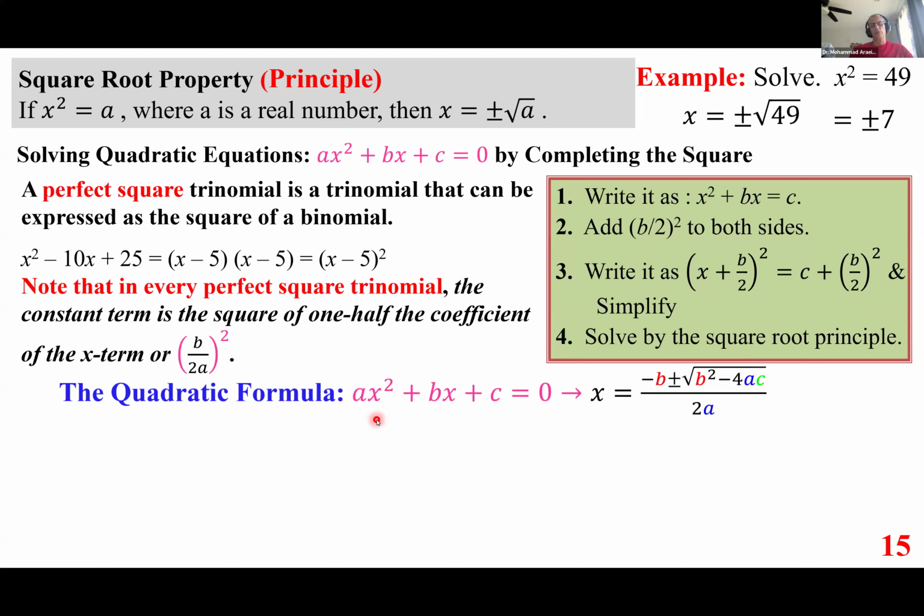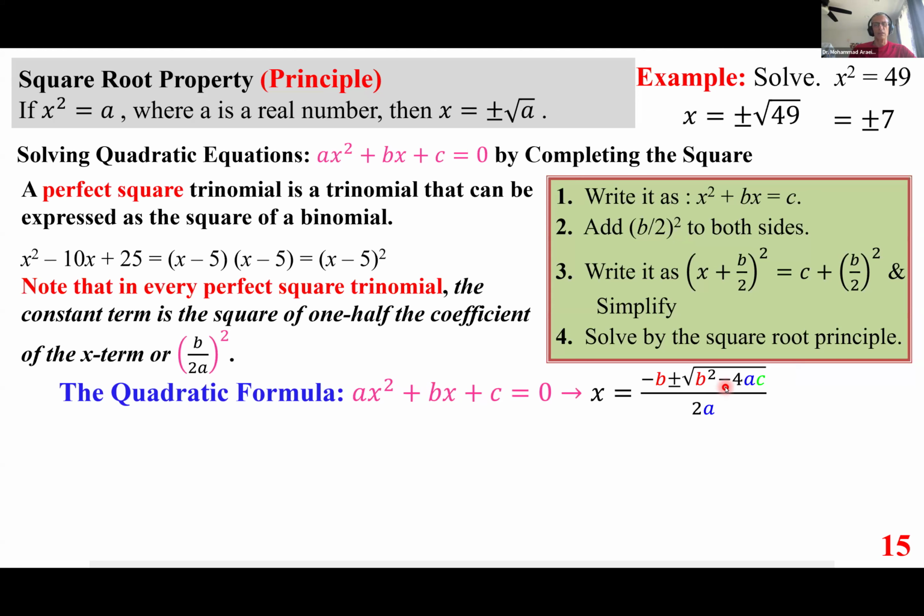The quadratic formula is proved using the completing the square method. ax squared plus bx plus c equal to 0. x is minus b plus or minus the square root of b squared minus 4ac, over 2a. This b squared minus 4ac plays an important role.